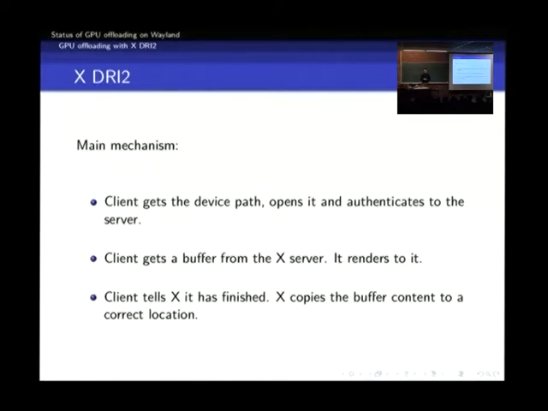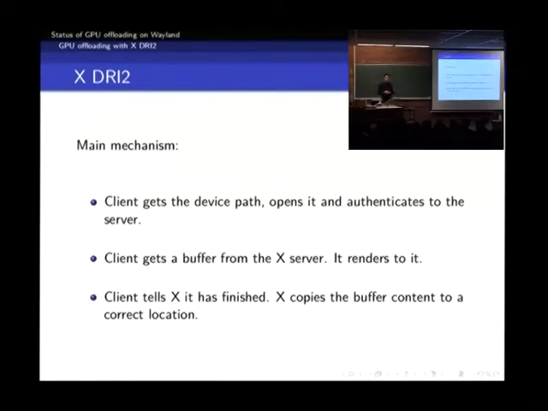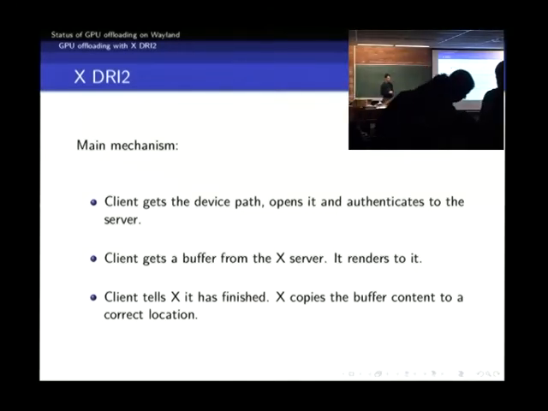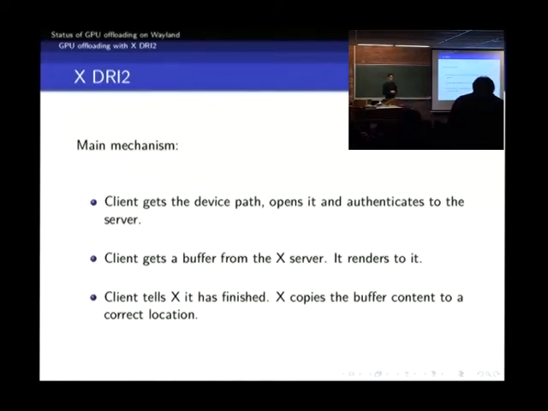OK, then in the DRI2 scheme, I have to ask the X server for the buffers which I will use to render. So I will ask, yeah, I want a buffer. OK, the X server gives GEM names. So remember that it is insecure. And the client will use these GEM names to get the buffer and render to it. When it has finished rendering, it will tell the X server it has finished. It will swap, and X will copy the buffer to the current location.